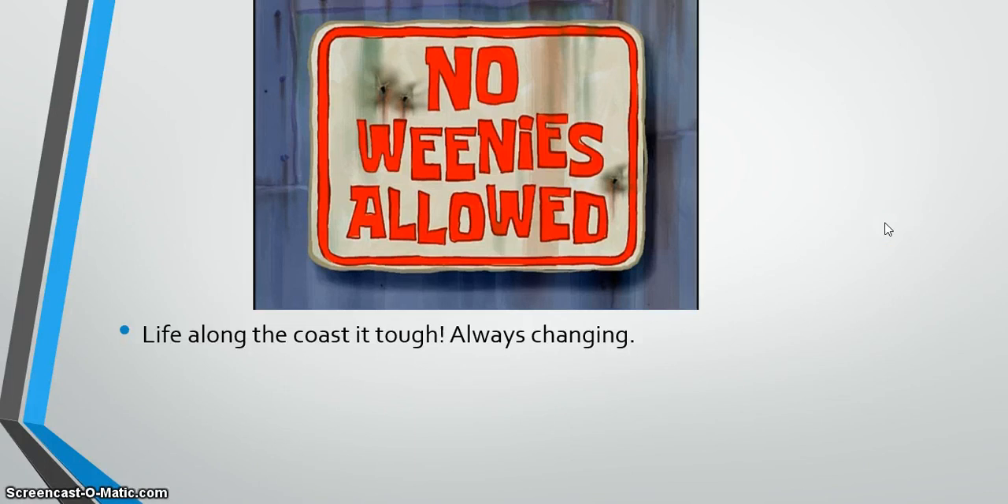But it's tough to live on the coast. The salinity is constantly changing, the temperature is constantly changing, the depth of the water with rains is constantly changing. So these organisms that live in coastal areas have to be pretty tough to survive all those changes all the time.